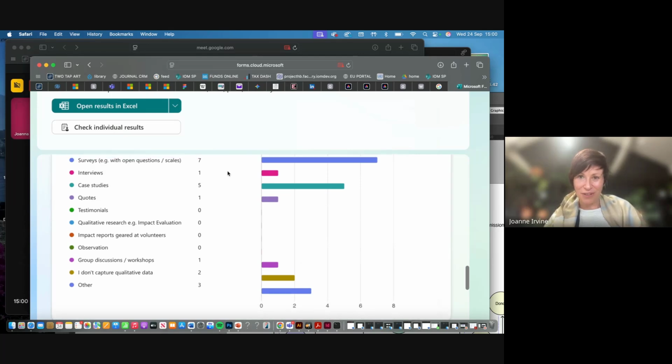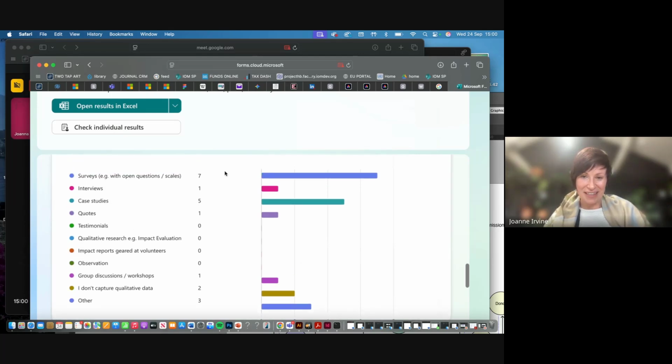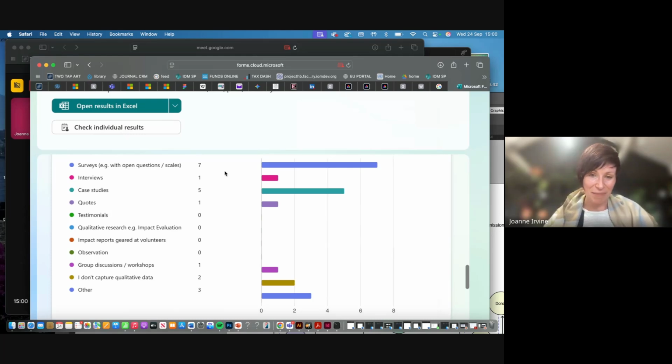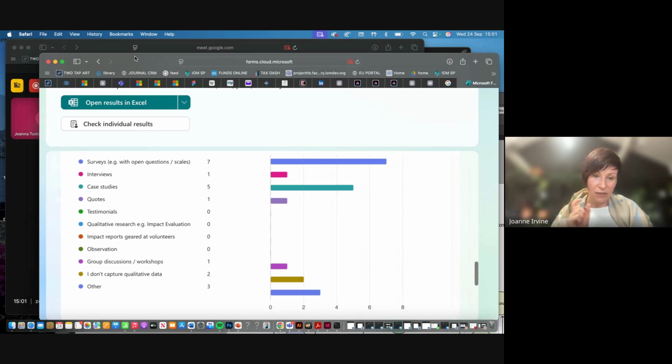I was still showing the results on screen a little bit, and I think, just finally, it's interesting, as we said, maybe last words, which is most people do surveys, and yes, we have some case studies and some quotes, but a lot of people don't necessarily capture that kind of data, or maybe there are other ways of doing it, but there's definitely a gap here. No one is saying they're doing qualitative research or impact evaluations or impact reports geared at volunteers, which is just what we talked about with Joanna, or observation, or very little also looking at group discussions. Now, obviously, this is just 20 people on this call.